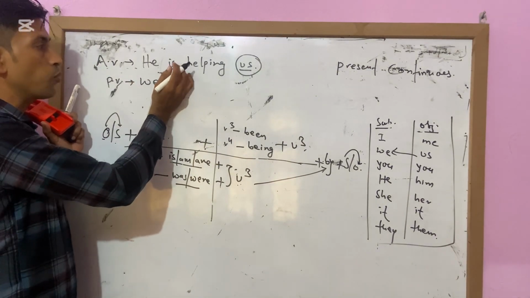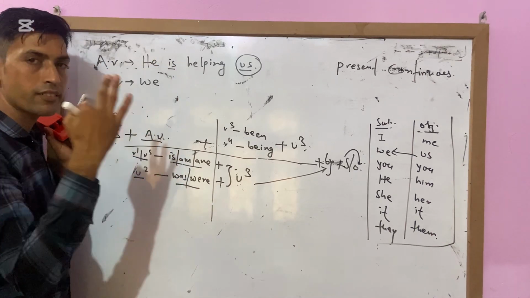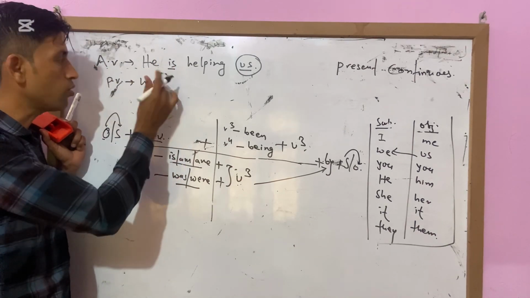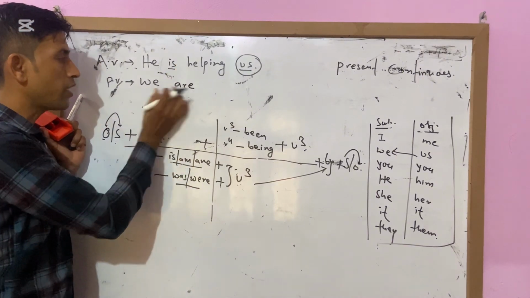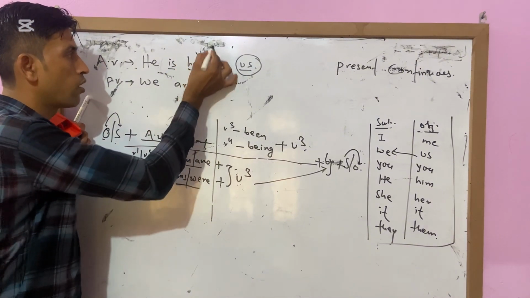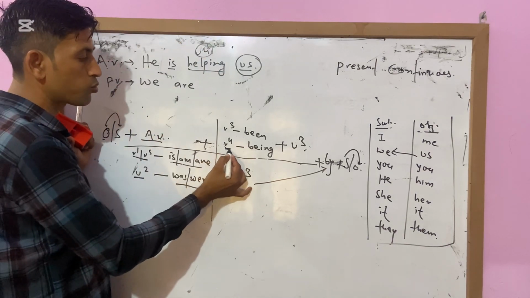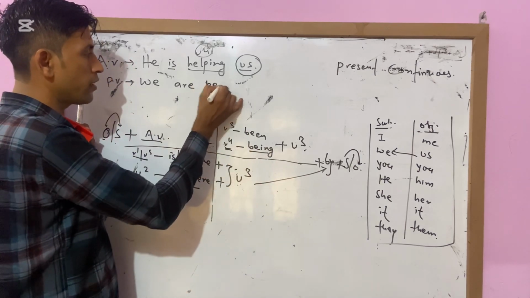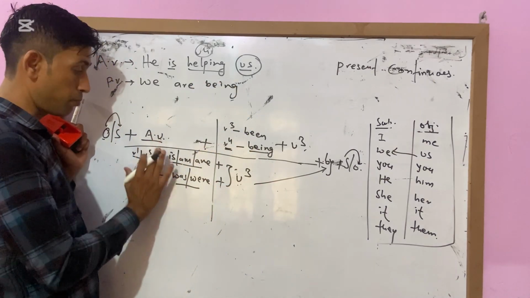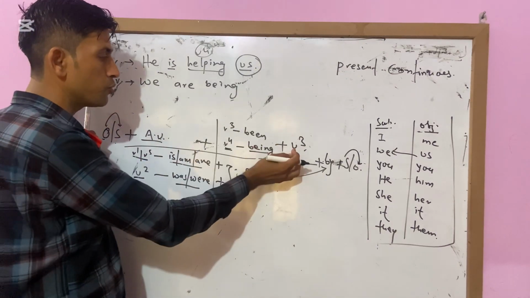We use an auxiliary verb. Is, am, are are the patterns of auxiliary verb. So we cannot use is. We use are. We are. Let's move here. The auxiliary verb we use here. Then verb 4 is given. Then what do we use? Verb 4 is given, we use being. Being we use from this structure. After being we use verb 3.